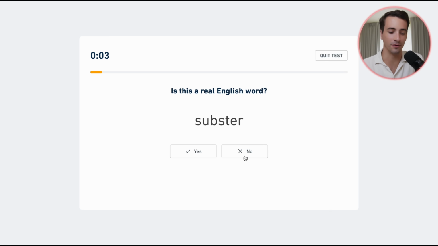Substir. No. Contrish. No. Retricker. No. Assurity. No. Ocoment. Is that a real English word? Detached. Yes. Orientation. Yes. Tenning. No.